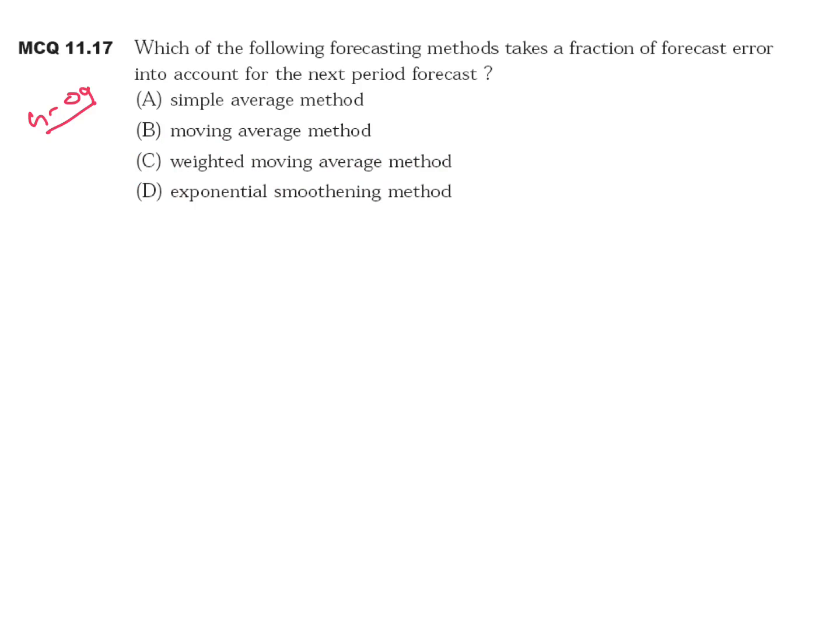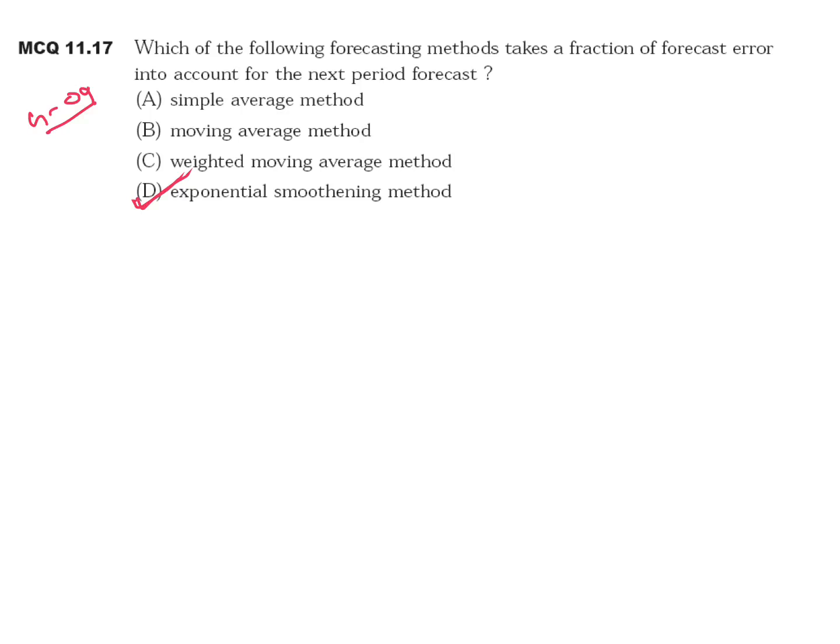Which of the following forecasting methods take a fraction of forecast error into account for the next period forecast? Simple average method, moving average method, weighted moving average method, exponential smoothing method. One problem we already solved. D is the answer.